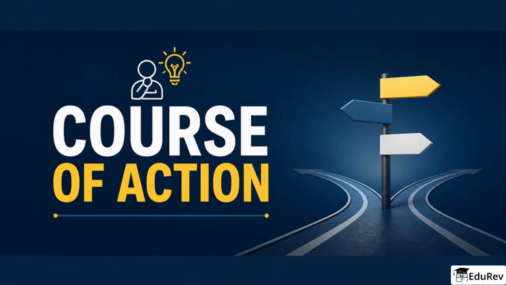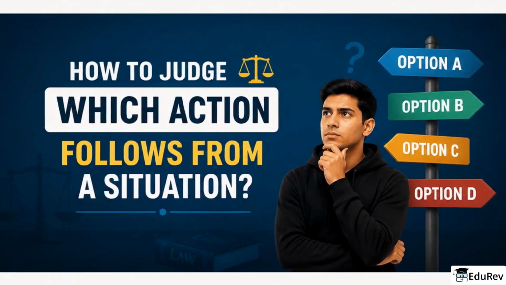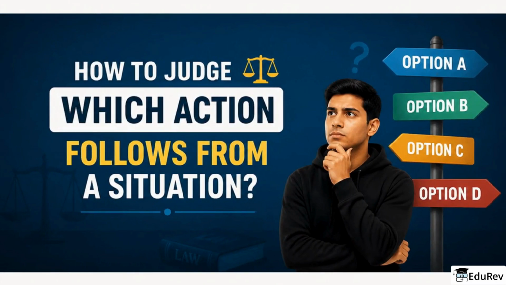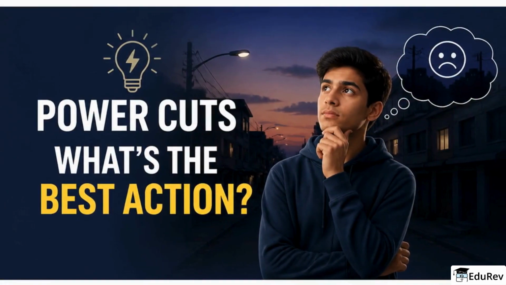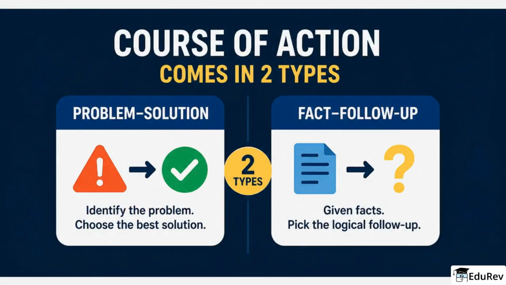Let's understand course of action in this video. You might be wondering how to judge which suggested action actually follows from a given situation. By the end of this video, you will be completely clear about this topic. Imagine you face a real problem, like frequent power cuts in your town, and you must pick the best actions quickly. Course of action questions come in two simple types: problem solution and fact follow-up. I will explain both with examples.